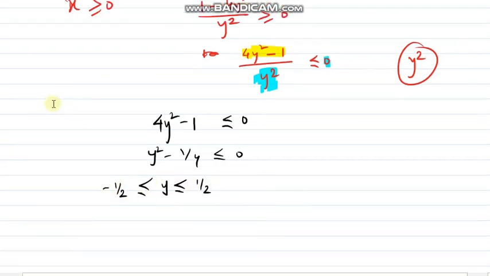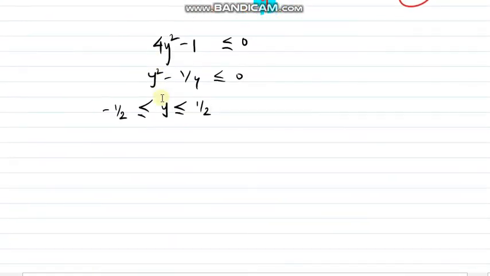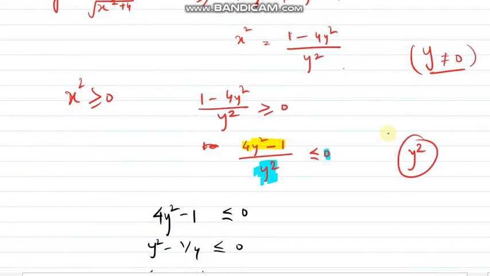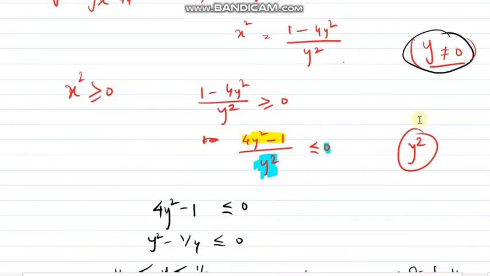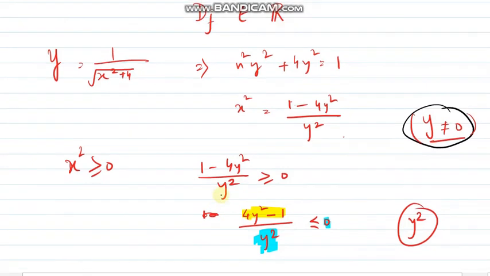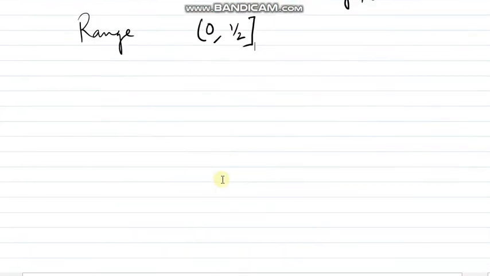But what is y? Y is the positive square root function. So as y is a square root function, what can we write? Y is greater than or equal to 0. And from the denominator, y is not equal to 0. So ultimately, what will be the range of this function? Range of this function will be 0 to half. Is it fine? So I've discussed 1 divided by root over x square plus 4.